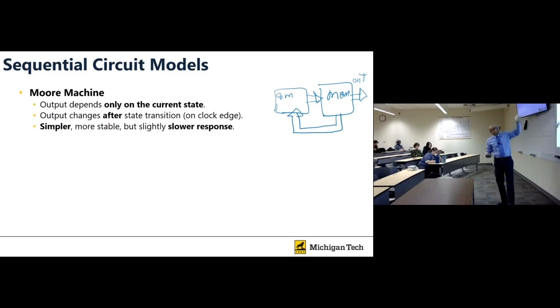So in a Moore machine or Moore circuit, the output depends only on the current state. We might have some input at the beginning, but the decision happens in this loop, so the output is just a function of the state.